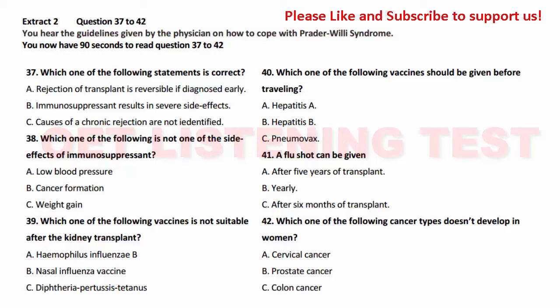The recommended vaccines are Haemophilus influenzae B, diphtheria, pertussis, tetanus. Hepatitis B is safe before transplant. Hepatitis A should be given before traveling. Pneumovax, a single booster after 5 years of transplant. Influenza types A and B yearly. Inactivated polio.